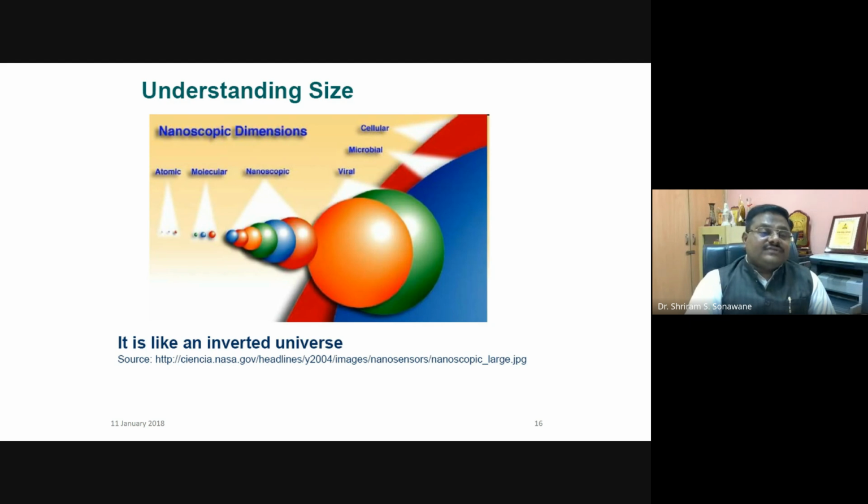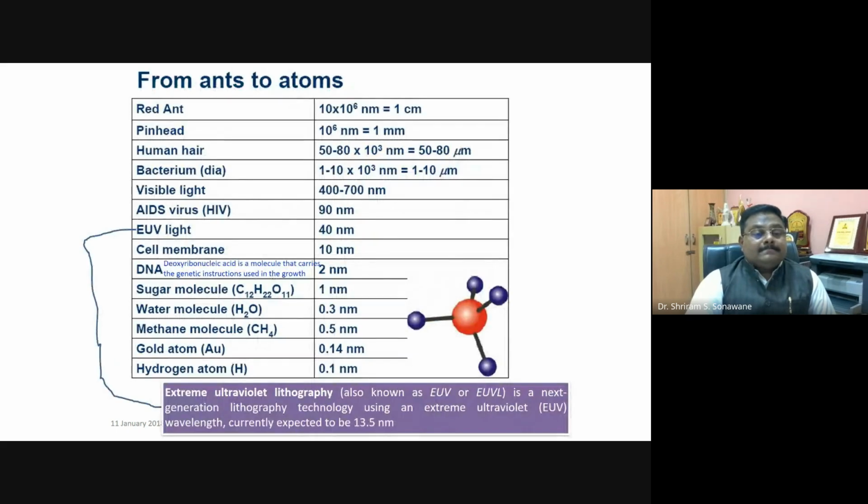Now, as far as understanding of size is concerned, from finer to larger it is atomic, then molecular, then nanoscopic, then viral, then microbial, then cellular. Next slide. So from ants to atoms, size varies. Every material possesses its own size, and that size matters, because the length of that particular material, whether living or non-living, changes its properties. So from red ants to hydrogen atoms, various properties exist, and different properties exist because the structure changes. Next slide.